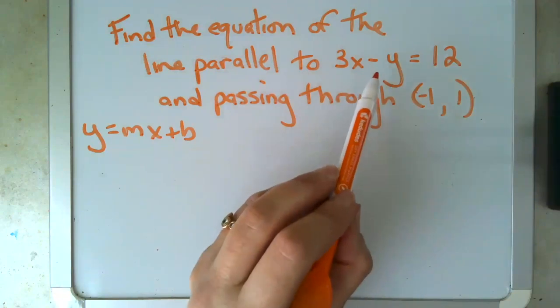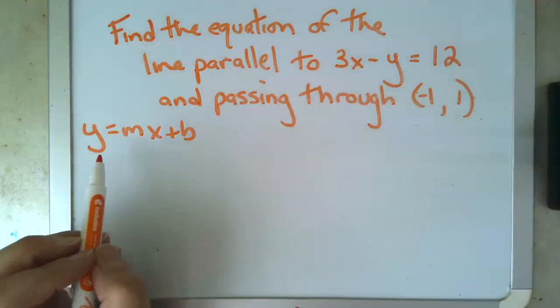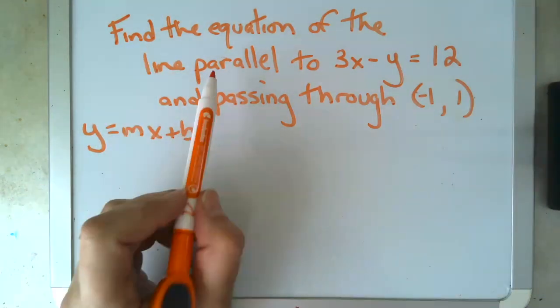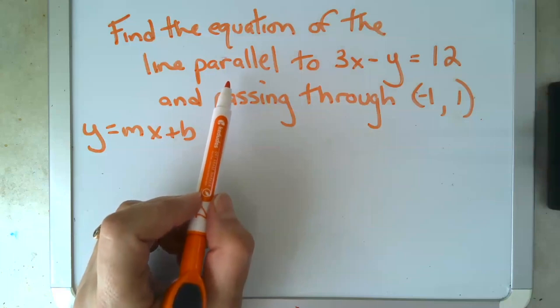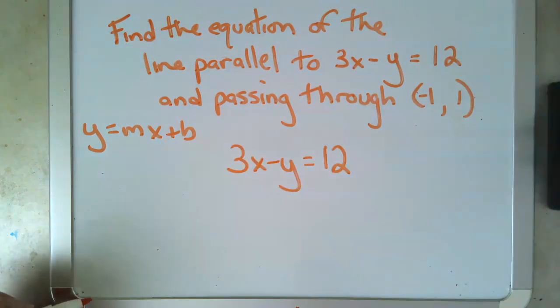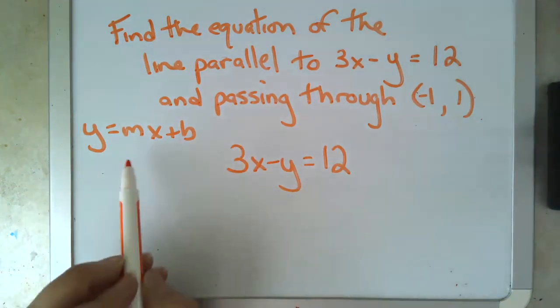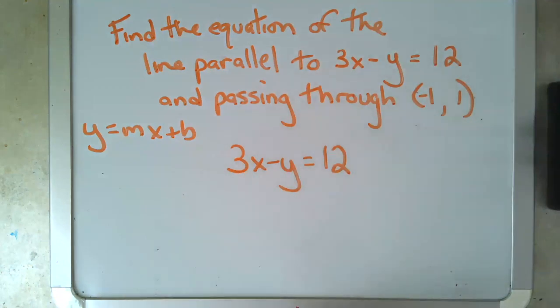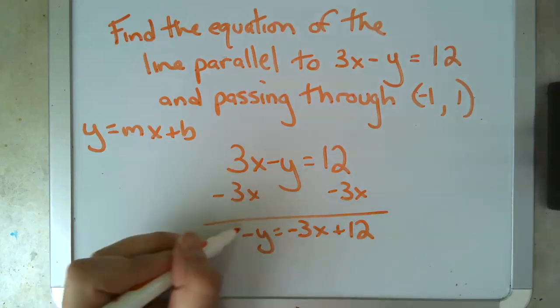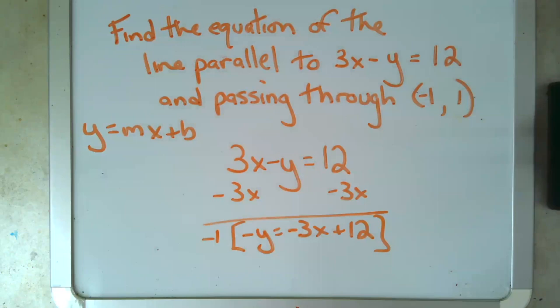I'm going to take this equation and I'm going to manipulate it into this form so that I can pluck my m off it, because if a line is parallel to another line, you remember that means it has the same slope. All right, so my first step here to make this in y equals mx plus b form, I'm going to get rid of that 3x by using opposite operations and subtracting it from both sides. Now I'm close, but this is minus y and I want positive y. So I'm going to multiply both sides by -1. And in doing that, I multiply each term by that -1.